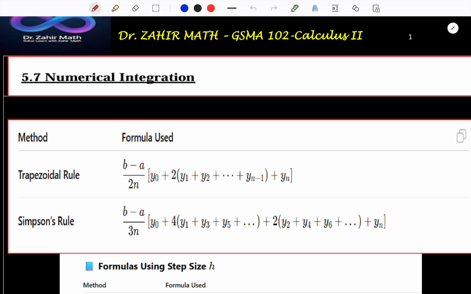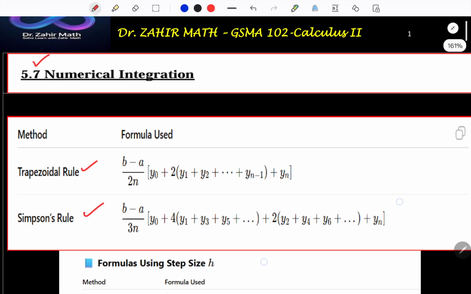Zahir Math. Today we are diving into numerical integration, which is section 5.7 from GSMA 102. We will solve two important problems today. Both problems are based on two rules, the trapezoidal rule and Simpson's rule. The first problem I'm going to do using the trapezoidal and Simpson's rules, and another real-life lake problem using Simpson's rule and the trapezoidal rule.